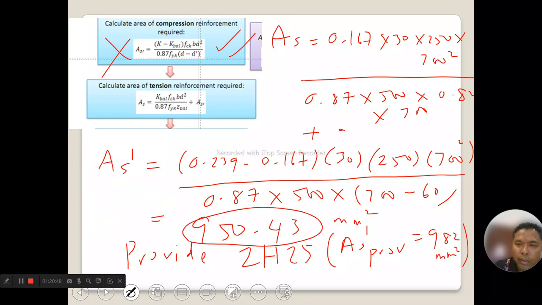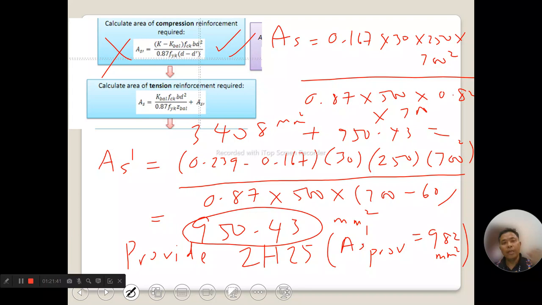950.43. So kita kena kira lah. Panjang sikit formula dia. 0.167 times 30 times 250 times 700 squared semuanya bahagikan dengan 0.87 darab 500 kali 0.82 kali D, kali D. 0.82 kali D, D ialah 700. Okay, campurkan dengan 950.43. Luas agak besar. 3000 lebih. 3408 lebih kurang. Oh, ni masih besar ni.